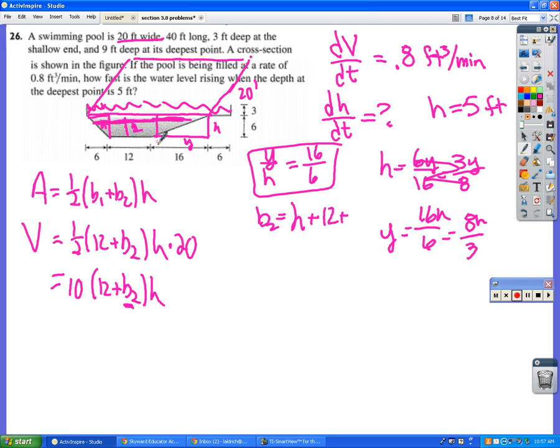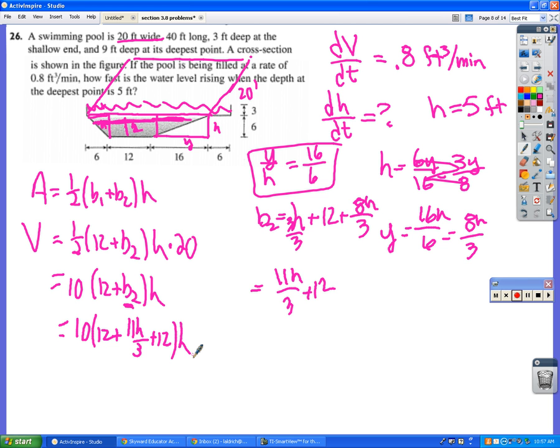Okay, so that's h plus 12 plus 8h over 3, which I have to plug in for B2. Let's simplify it a little bit first. This is going to be 3h over 3, so this is going to be 11h over 3 plus 12. Now we can plug that in for B2. So it's going to be 10 times 12 plus 11h over 3 plus 12, times h.